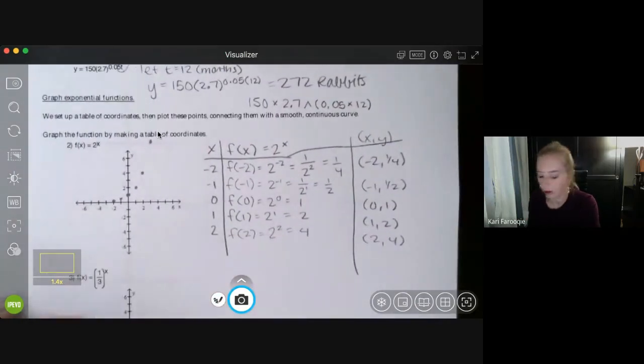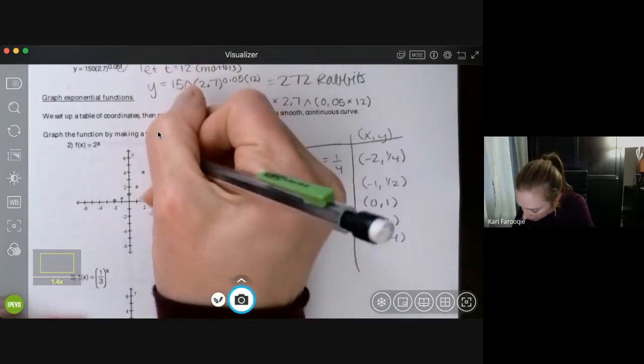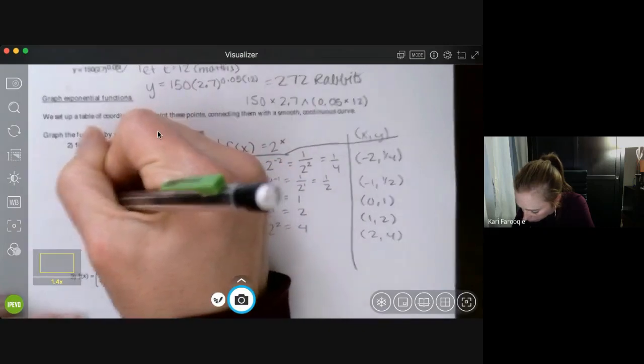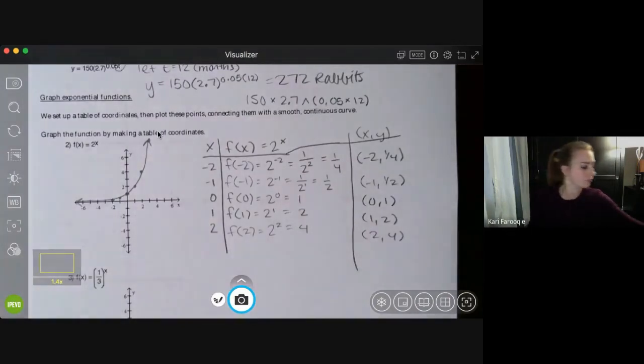You don't have to draw it for the exponential functions. I just want you to know that it's there. And we'll connect these points with a nice smooth curve and just make sure that you don't cross over the x-axis. And that is what the graph of an exponential function looks like. Any questions on that?